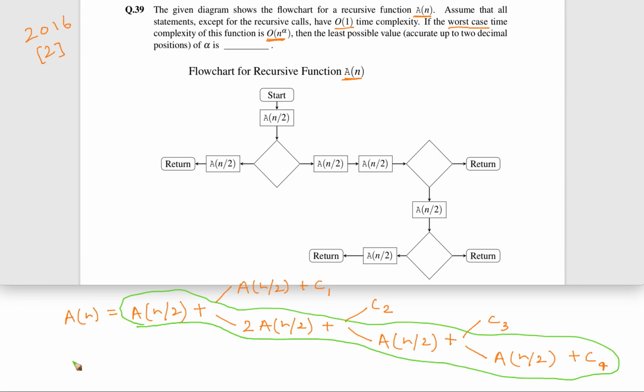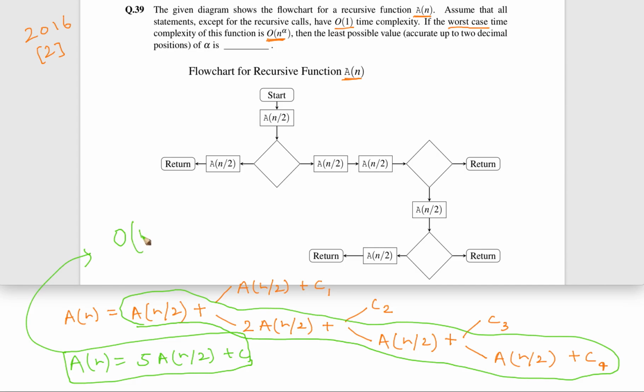So overall it can be written as A(n) is equal to 5A(n/2) plus some constant. Okay, so this is the recursive function, and whatever is the time complexity of this, that is going to be our answer. So from the master theorem we can easily say that this is going to have the time complexity of order n raised to the power log 5 base 2.